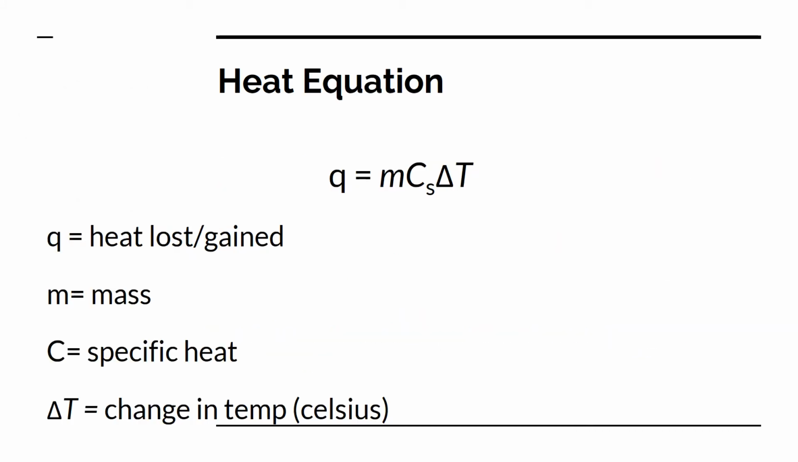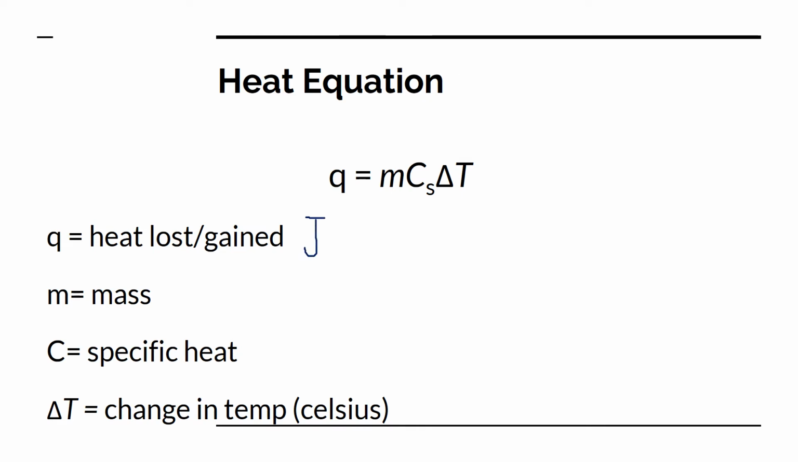So this is the heat equation we're going to be using. Q equals mc delta T. I like to refer to it as Q equals mcat. Easy way to remember it. You should be familiar with this equation. You should have seen something like it last year. So Q is our heat lost or gained. That is measured in joules for this. So this is going to be in joules.